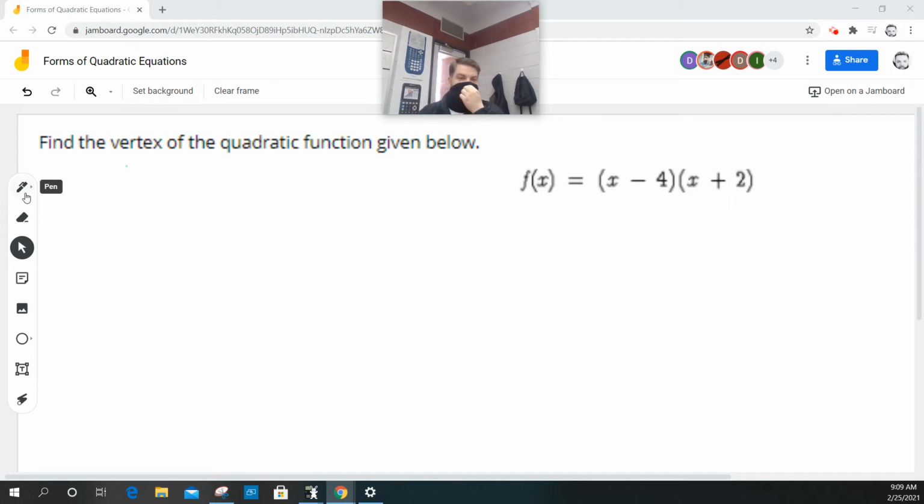All right, so this one says find the vertex of the function. So how can we do that, you guys? I'm going to ask you, what process do we need to do to find the vertex? Do I have any suggestions? What do you guys think? It wants to find the vertex.